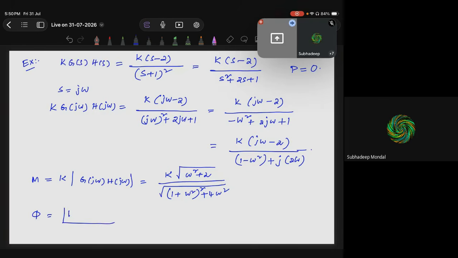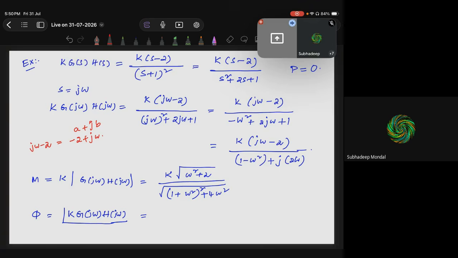Then the phase φ is nothing but the angle of k G(jω)H(jω). Am I correct? So how do you find the angle? Yesterday I told you already. The first one here is jω − 2. How does this look like? Minus 2 plus jω. So this is like a plus jb, where a is minus 2 and b is plus ω.